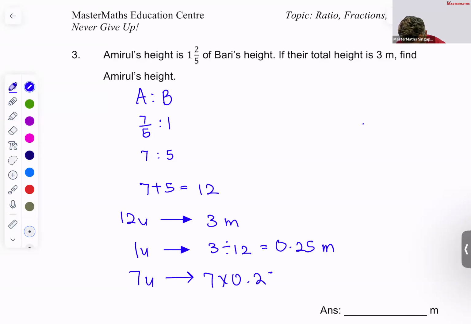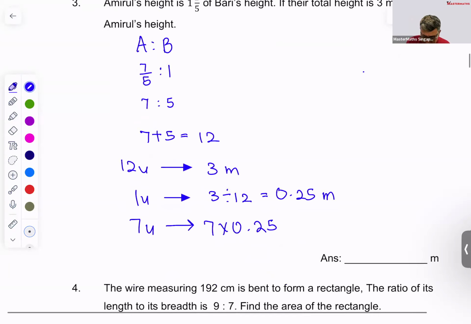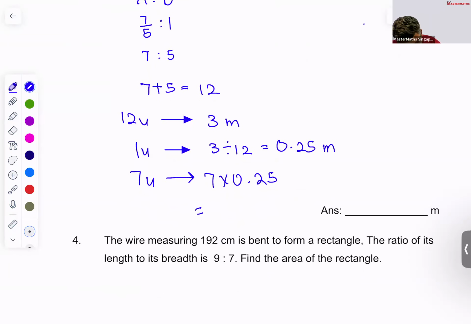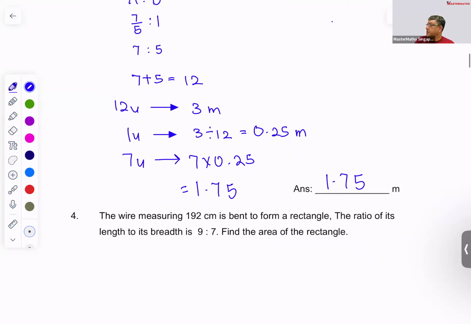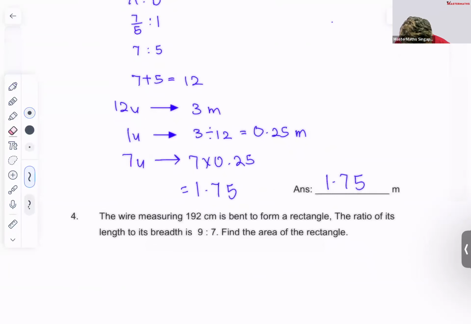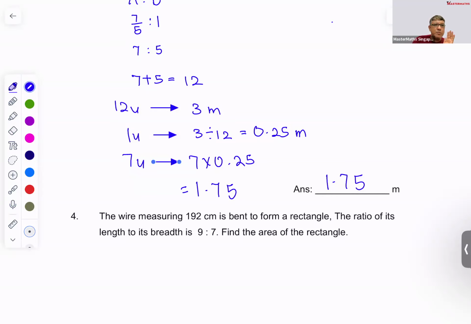So your calculator will be needed. What is the answer? 1.75 meters. Hence, you need your calculator to do this type of question. So to avoid making mistakes, use your calculator. But if you can do without a calculator, go ahead. But please check with your calculator. As long as it's paper 2, please check with your calculator.